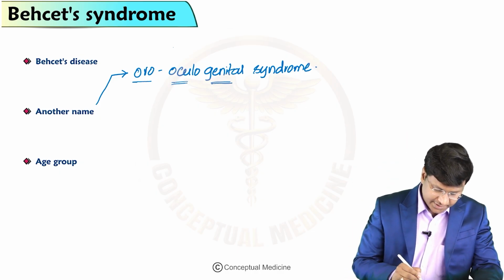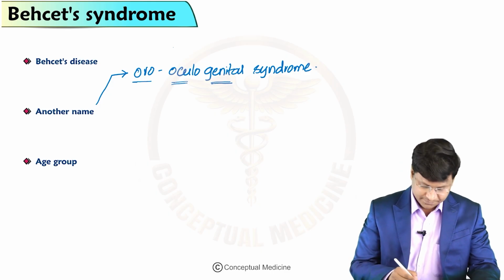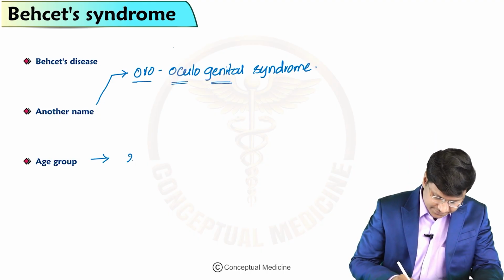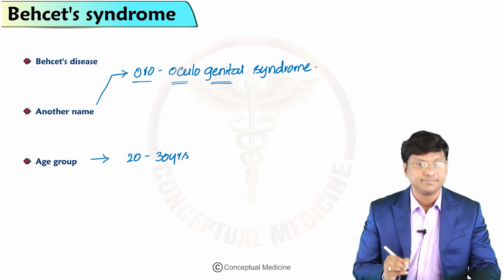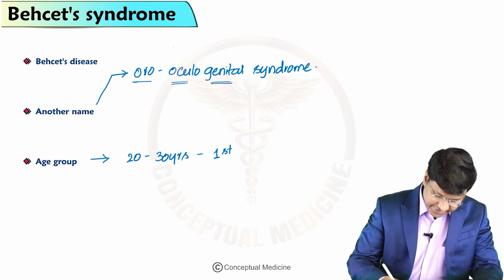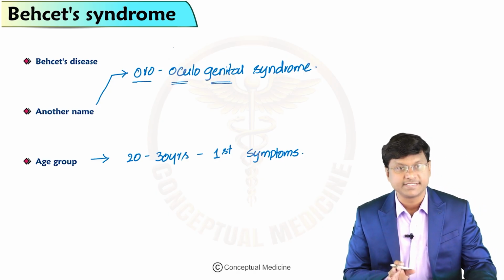And this particular Behcet's, I have already said, is very common in young people, and that too of age group around 20 to 30 years. The first symptoms they develop are around 20 to 30 years. That is what you will see in Behcet's.